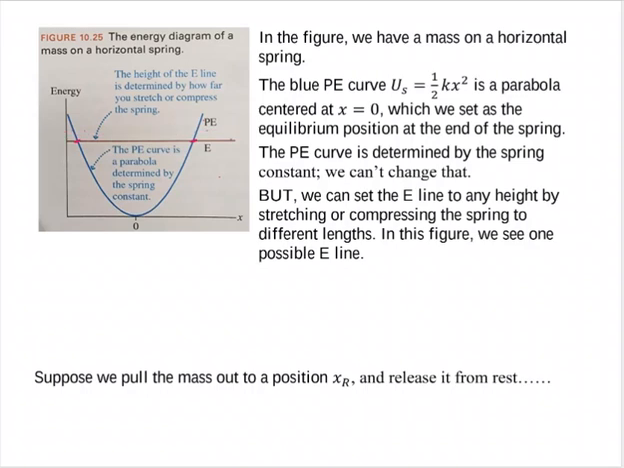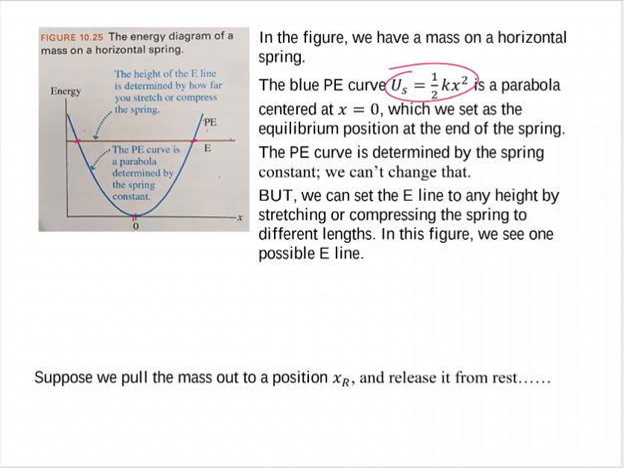Now the blue potential energy curve is given by this equation right here. It's centered at 0, so this would be the equilibrium point where the spring was at rest. And so we set our parabola at that point. The potential energy curve is given by the spring constant, which is K. We can't change that. If we change springs, we could change it, but we can't change it for this situation right now. We can see the energy line. We can set that to any height by stretching or compressing the spring to different lengths. So in this figure, we see one possible energy line.